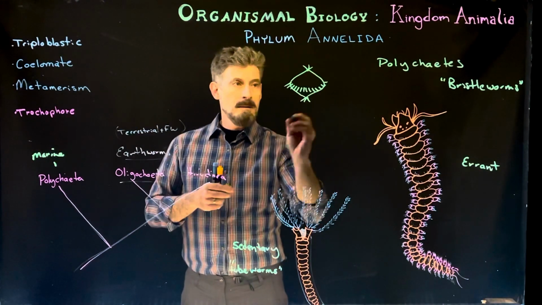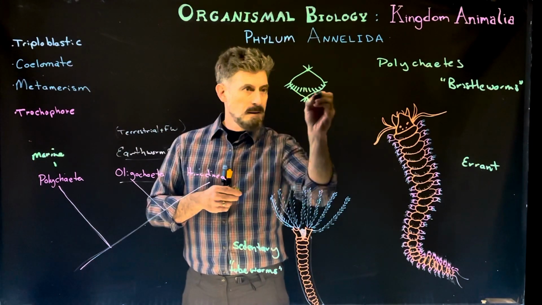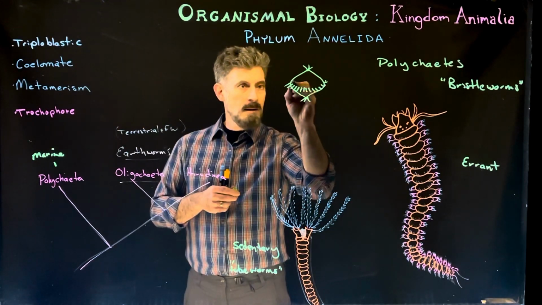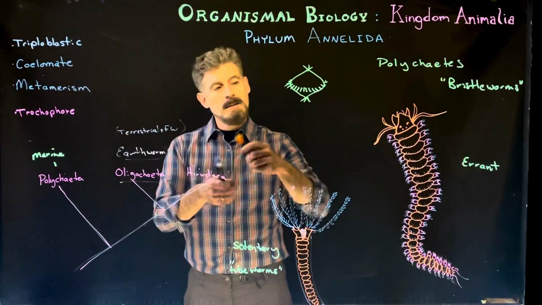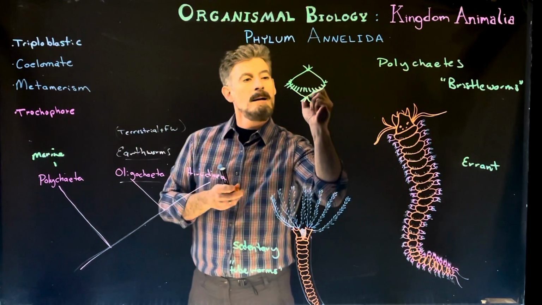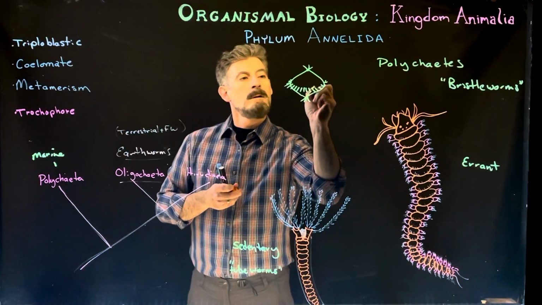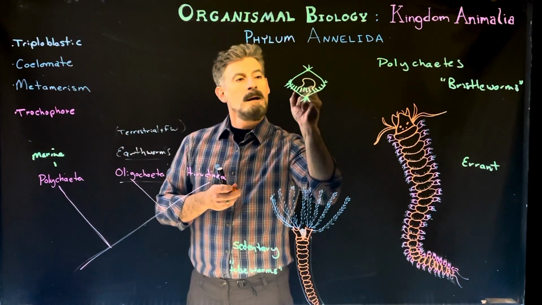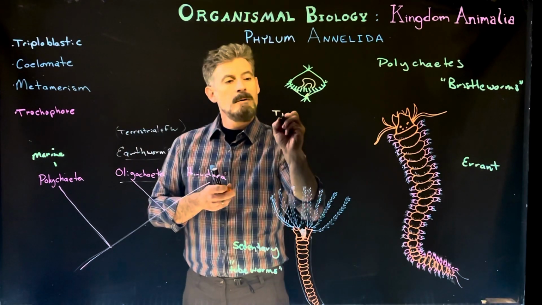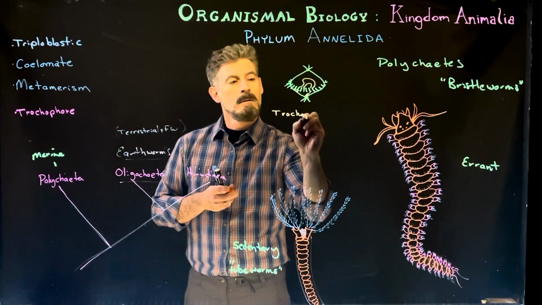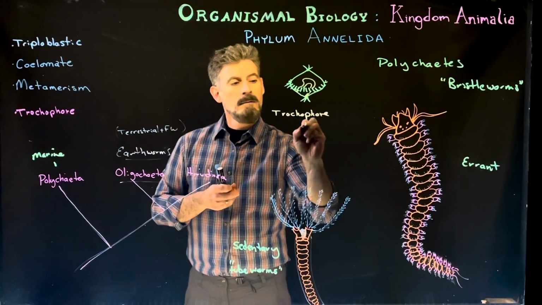Okay, this looks like a little top with a little ciliated ring, and this ring would go all the way around it. They would have a mouth that would go into a little mini digestive cavity that would come out here. All right, and this is our trochophore larvae.